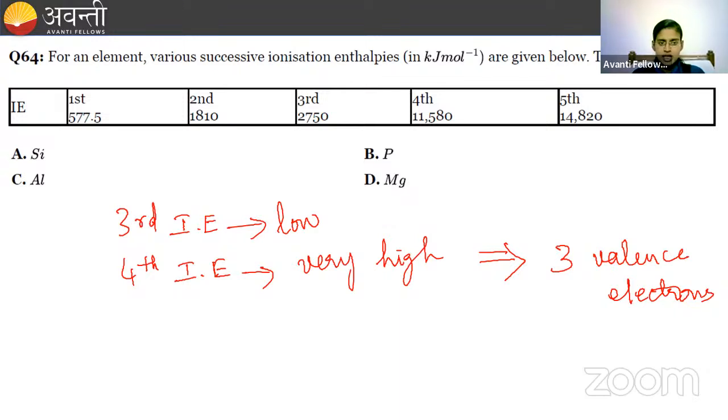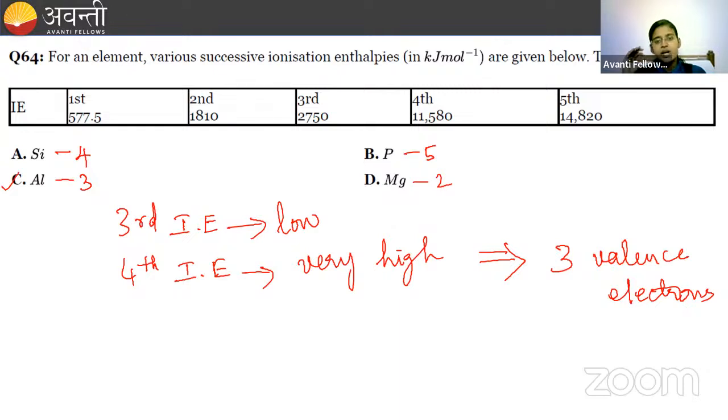If I go for option A, we have silicon. Silicon has 4 valence electrons. Phosphorus has 5 valence electrons. Aluminium has 3 valence electrons. Magnesium has 2 valence electrons. So it is clear that option C is the correct answer for this question.